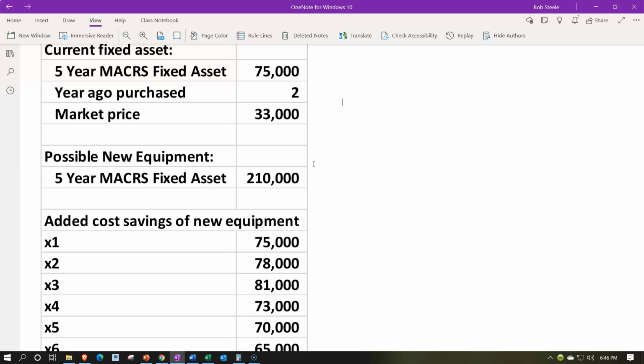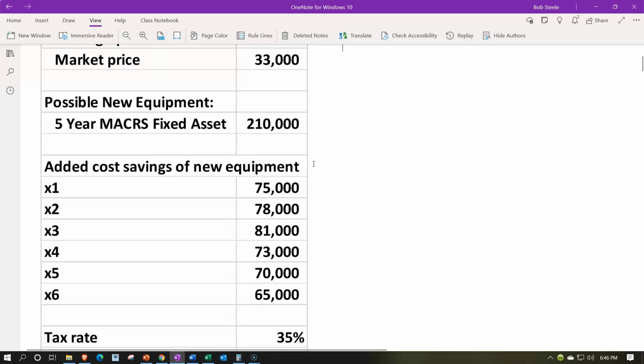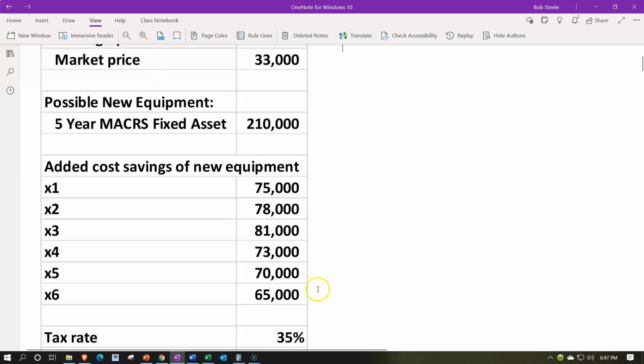So we could possibly get new equipment, which we're saying is going to be a 5-year MACRS fixed asset. This one we're saying is going to cost $210,000. This is the potential cash outflow that we would make now in order to replace the old equipment, which would then be obsolete, and therefore we would sell the old equipment. Now, of course, with this new equipment, once again, we're imagining the cash would go out at this point in time, period zero, period now, and then have an inflow impact for 6 years into the future, as we will see down below.